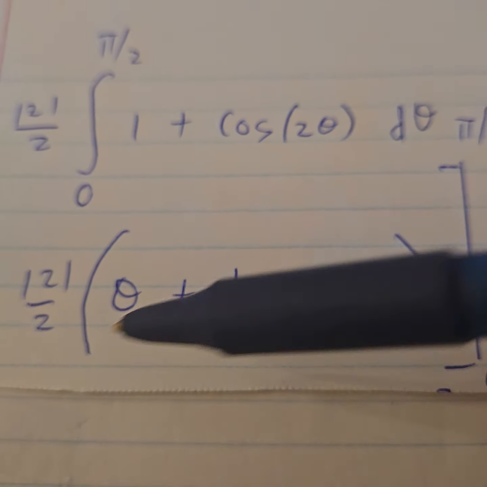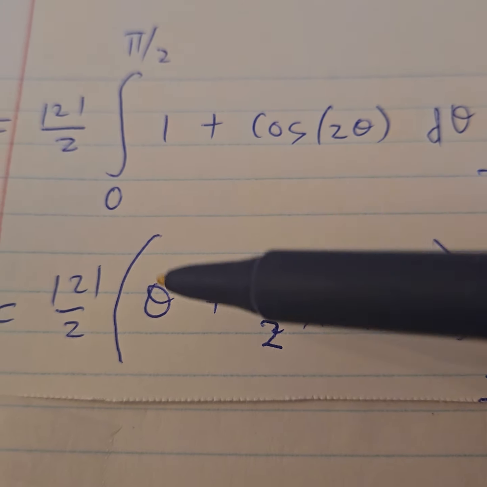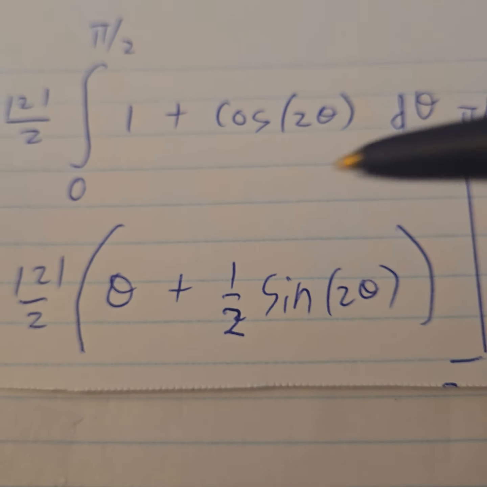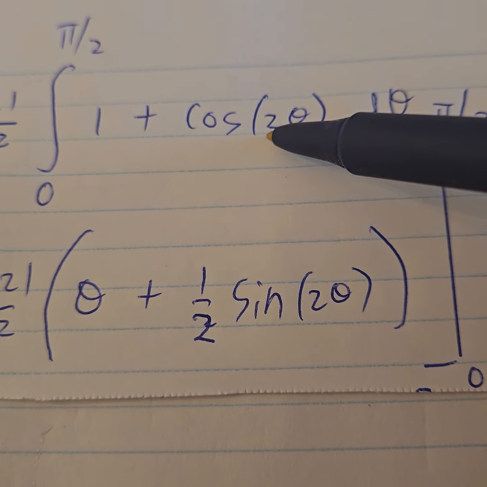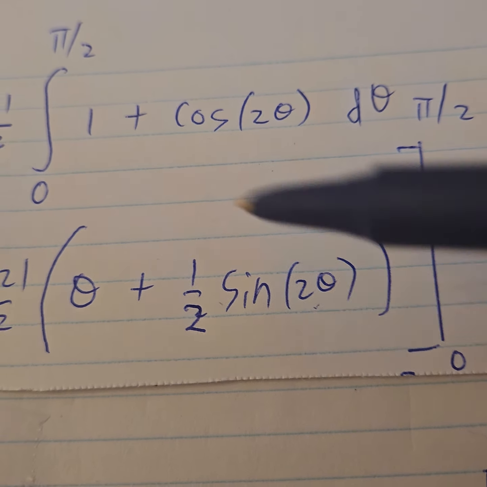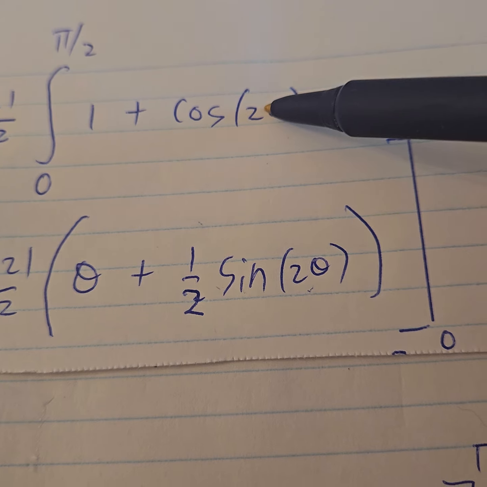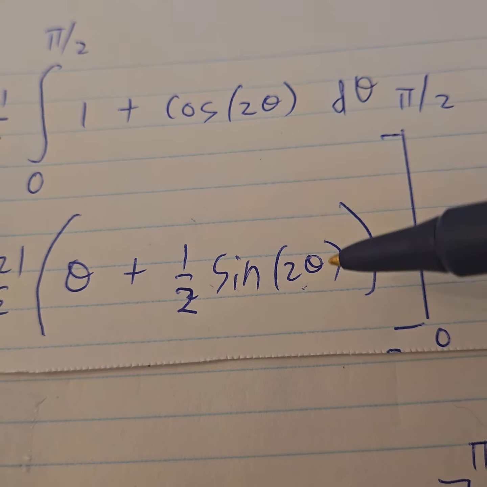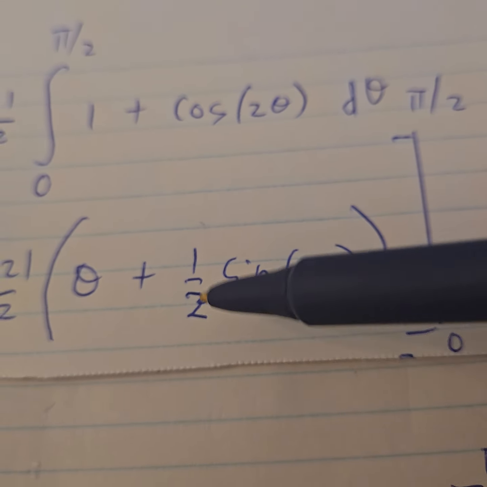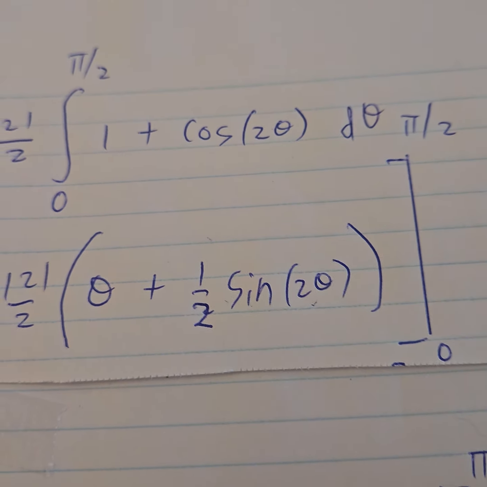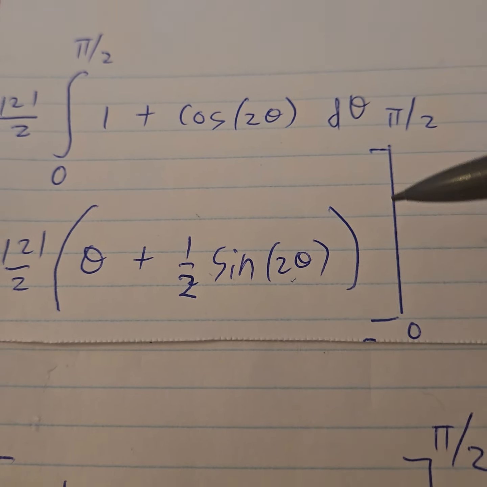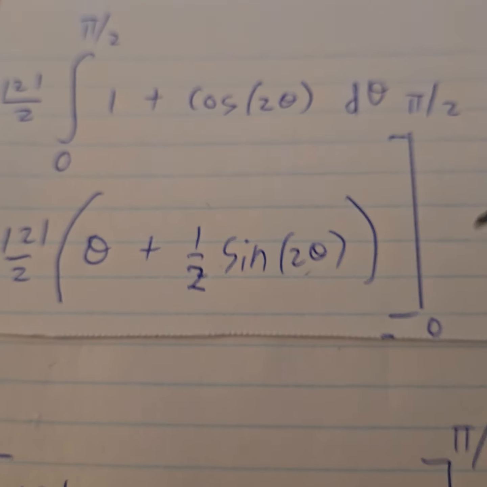That's a constant outside. The integral of 1 is theta. And the integral of cos 2 theta is sin 2 theta times a half, because when we do the derivative going that way, we'll have to multiply by 2 because of the chain rule. That's why I have that half over there, to bring that to a 1. And so that's the integral.